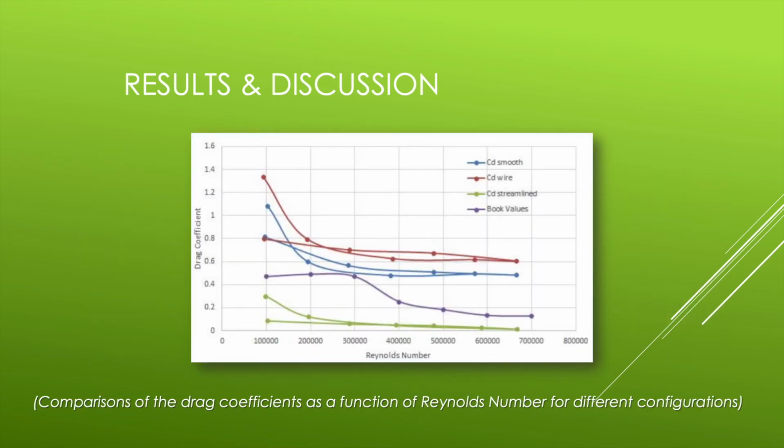This plot is a comparison of the drag coefficient as a function of Reynolds number for different configurations. You can observe that the drag coefficient decreases as the Reynolds number is increased. When there is a rapid decrease in the coefficient, we are able to detect the critical Reynolds number. Also, it is observed that the coefficient of drag for a streamlined object is the lowest of the configurations.